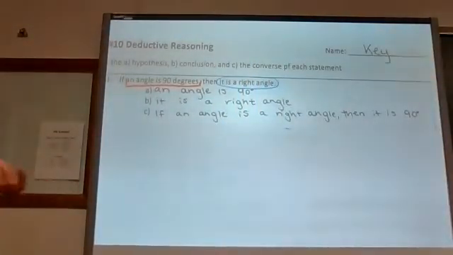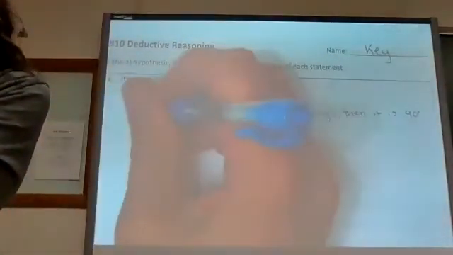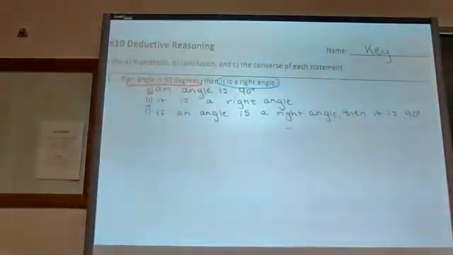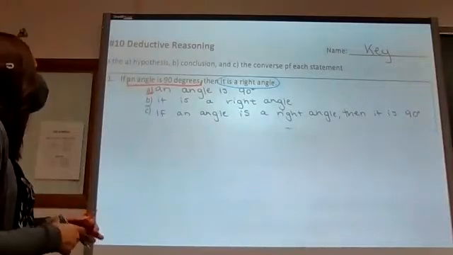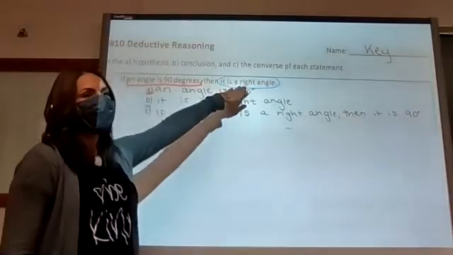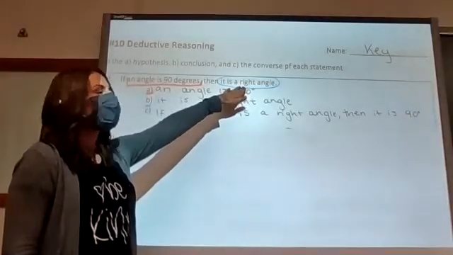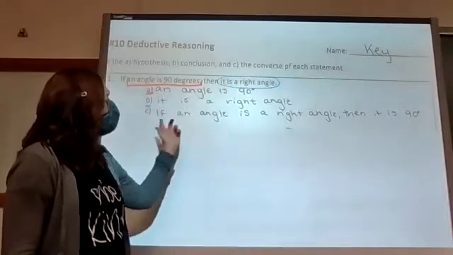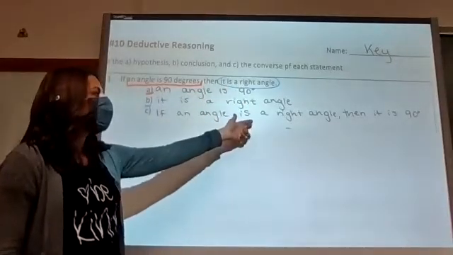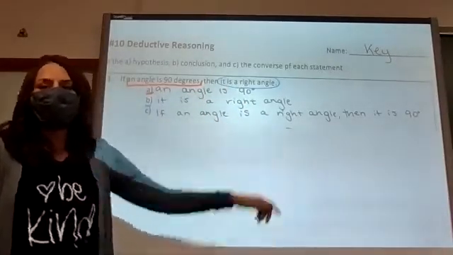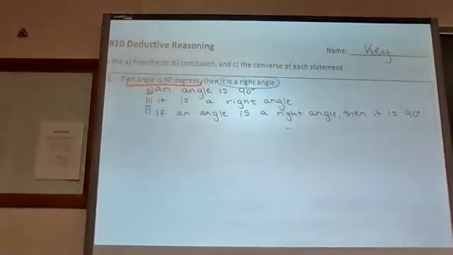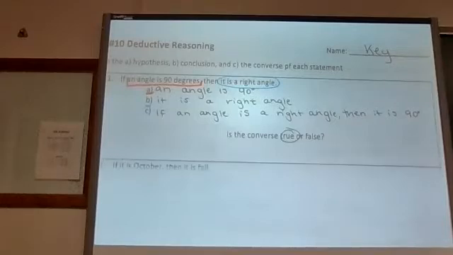Okay, so part A is listing my hypothesis, part B is listing the conclusion. Okay, A, B. Then from that, I want to write the converse, which just means I'm flipping those. So if an angle is a right angle, then it's 90 degrees, written the other way. Is that true or false? That is true. So it says, is the converse true or false? It's true. Doesn't ask us to do anything with that.